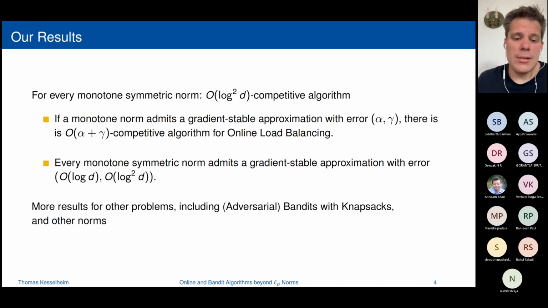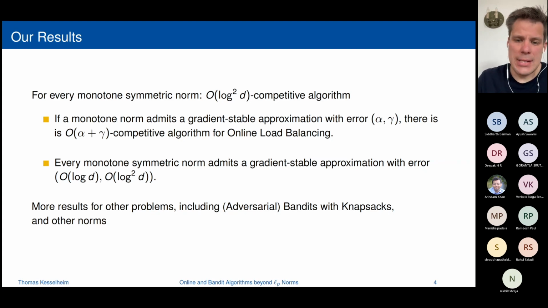We also have more results for other problems, including, for example, adversarial bandits with knapsacks, and we also have results for other norms. I hope I'll come to this at the very end of my talk, but for the time being, I'd like to spend most of my time on these two bullet points, namely, first of all, what is a gradient stable approximation of a norm? And then how do we get a gradient stable approximation of any monotone symmetric norm?